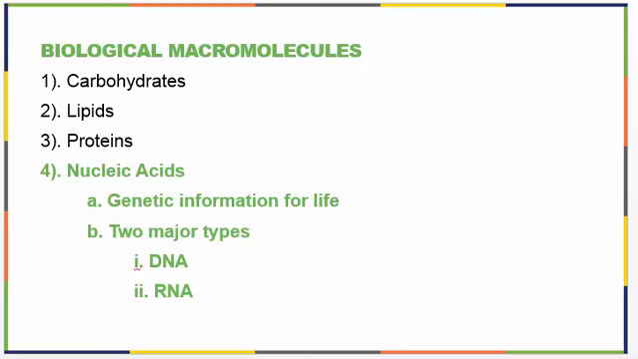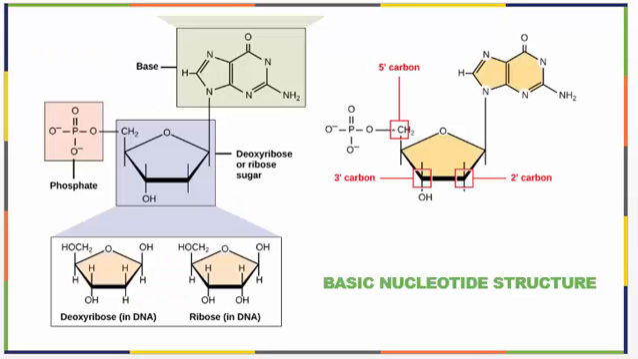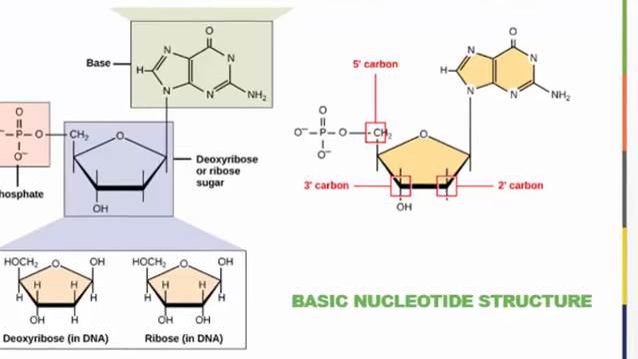Nucleic acids carry all the information for life. They're kind of our genetic lifeblood. And there are 2 major types of nucleic acids. They're known as DNA and RNA. A nucleotide is made up of 3 different components. There's always a nitrogenous base, a pentose sugar, and then 1 or more phosphate groups depending on the nucleotide that you're looking at. The carbons, let's focus first on that pentose sugar.